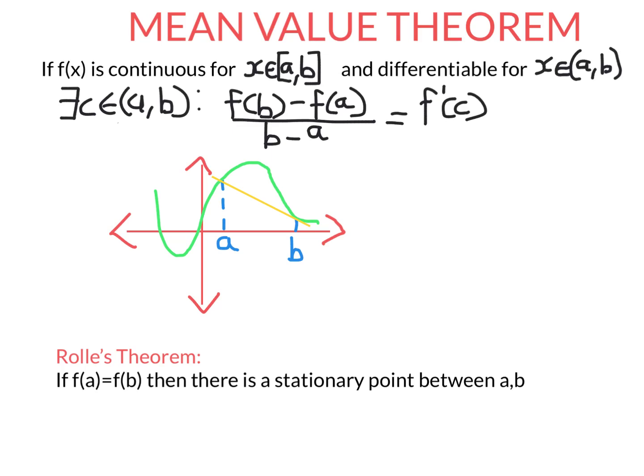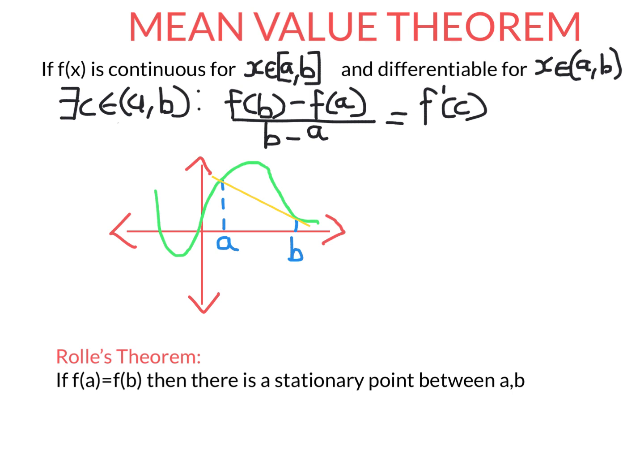Thank you so much for tuning into this video in which we will look at the mean value theorem. It says that if you have a function that's continuous and differentiable on an interval, then this holds. We read this as: there exists a c between a and b, so part of the interval, such that (f(b) minus f(a)) over (b minus a) equals f'(c).